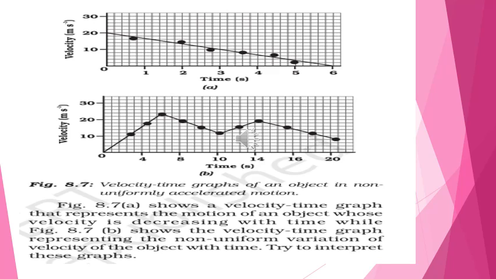Now try to interpret this graph. Why? Because see here, in the first half, means from 4 to 8, velocity increases, and then it decreases up to 10 second. Then from 10 to 14 second the velocity increases, and then 14 to 20 again the velocity decreases. So it is the non-uniform accelerated velocity time graph.